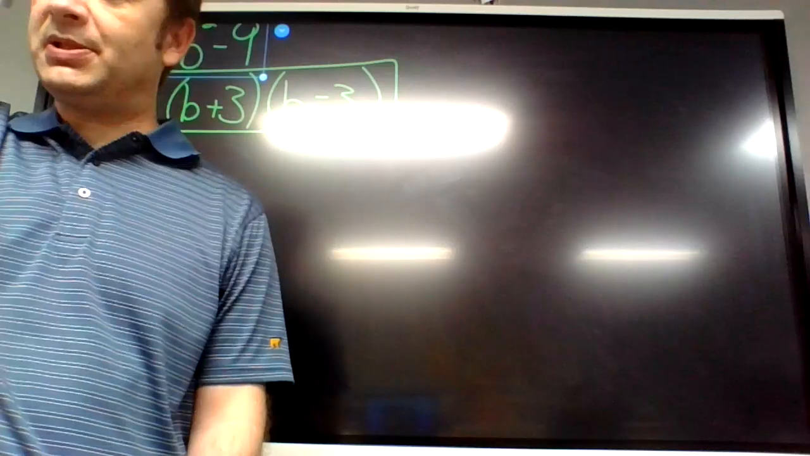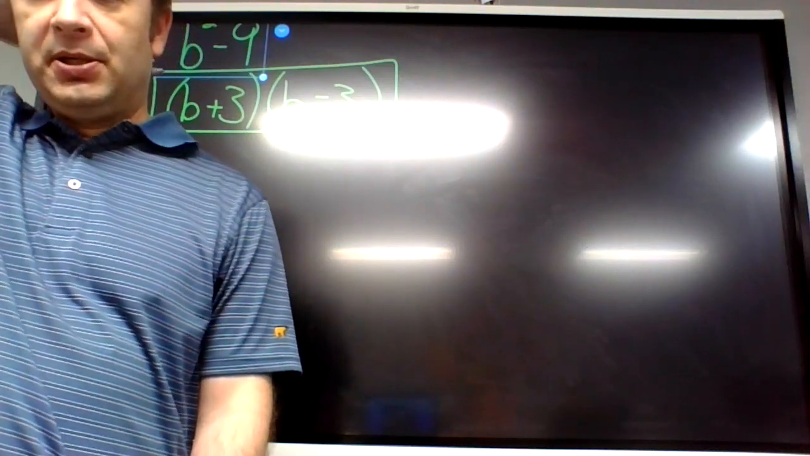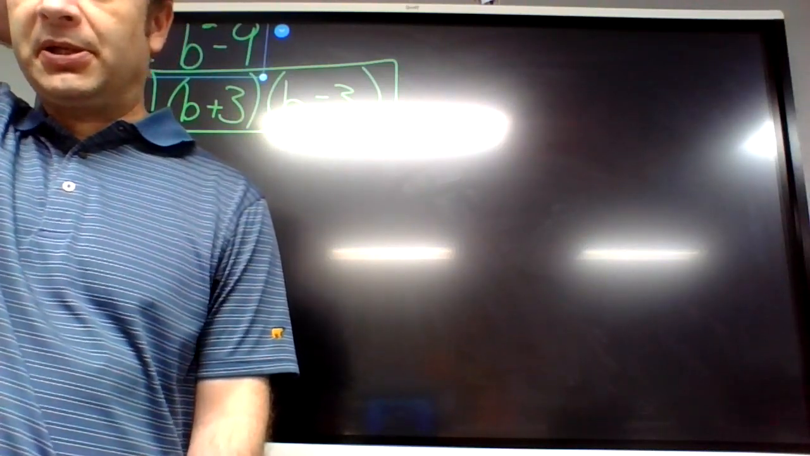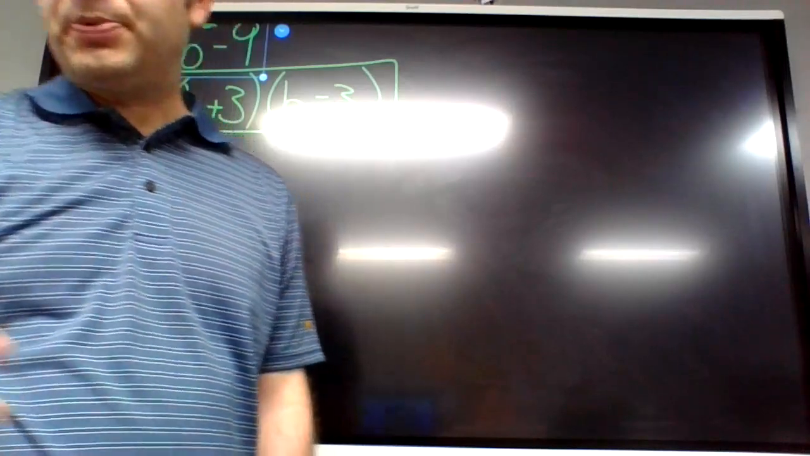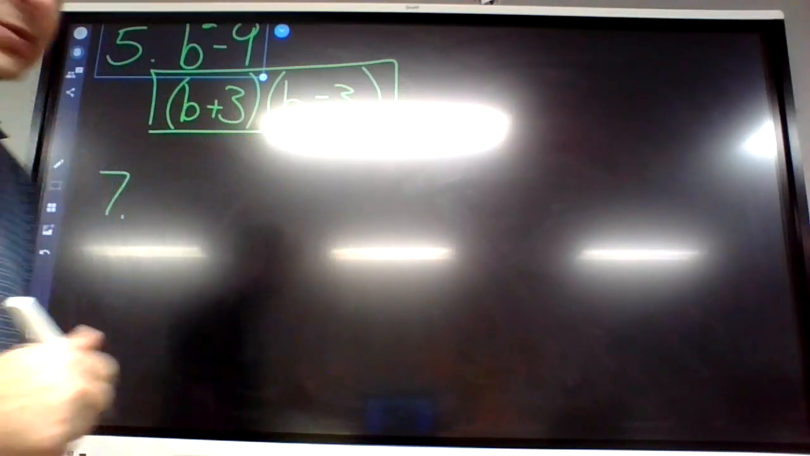Okay, we cannot solve number 5 because it's not an equation. So we're not solving until we get down to like number 17. Okay, number 7, 7c squared plus 44c plus 12.